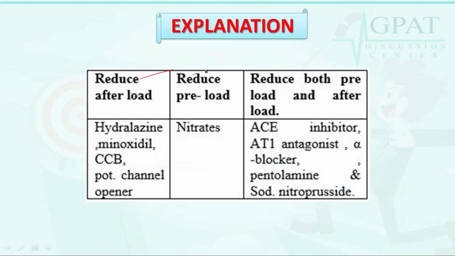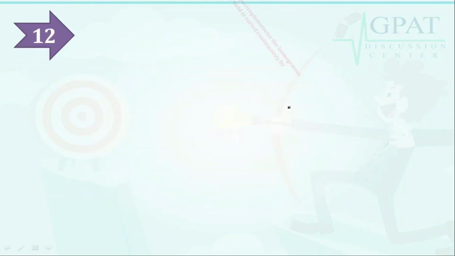These are the drugs that reduce afterload, preload, and both preload and afterload. Hydralazine, minoxidil, calcium channel blockers, and potassium channel openers reduce afterload. Preload is reduced by nitrates. ACE inhibitors, AT1 antagonists, alpha blockers, phentolamine, and sodium nitroprusside reduce both preload and afterload. So now moving on to the next question.